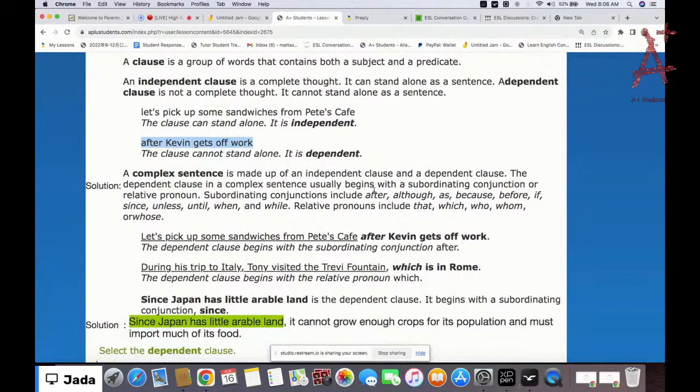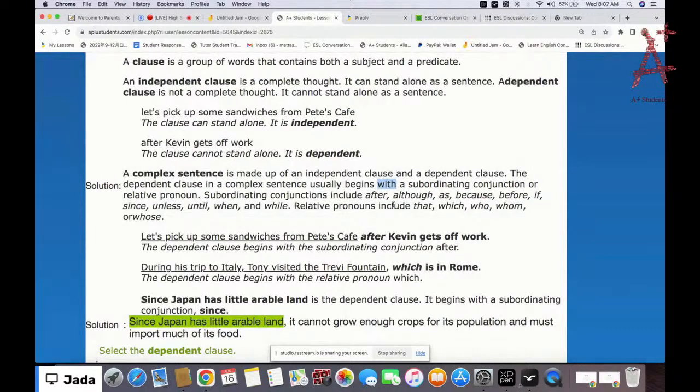So now, the dependent clause in a complex sentence usually begins with a subordinating conjunction or a relative pronoun. Now, these are the examples of the subordinating conjunction, so you can do well to also write them down so that you always remember them. And we also have the relative pronouns.